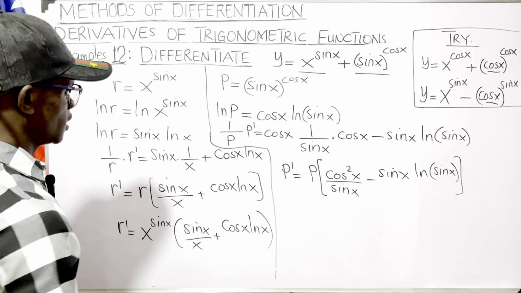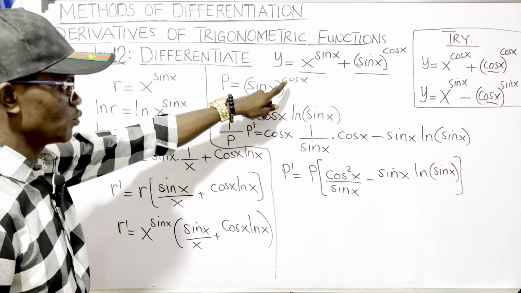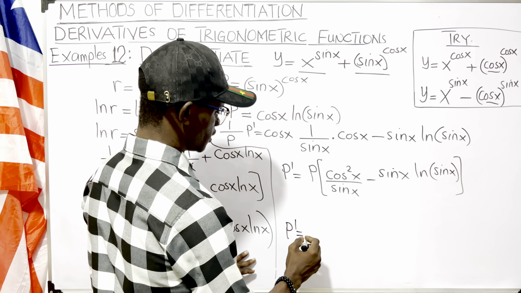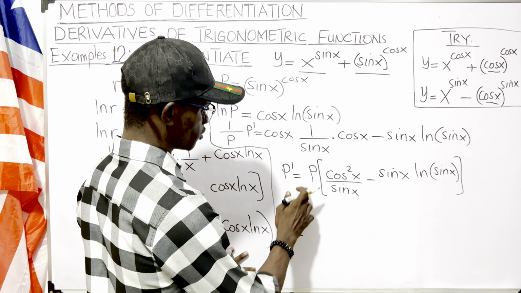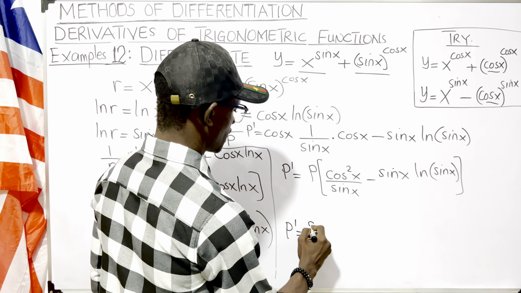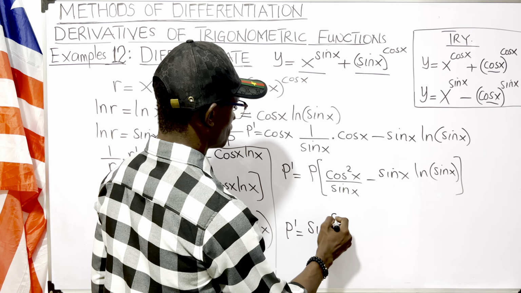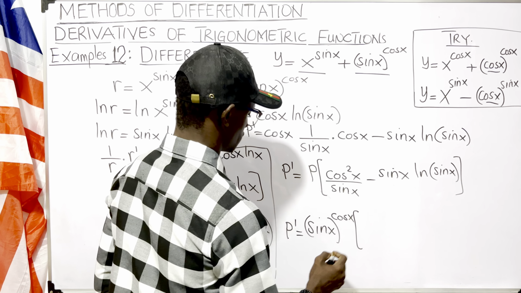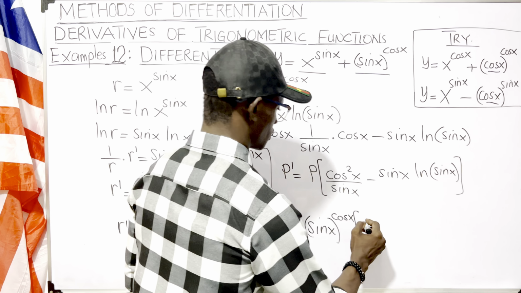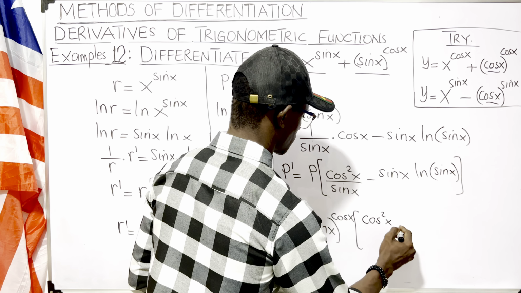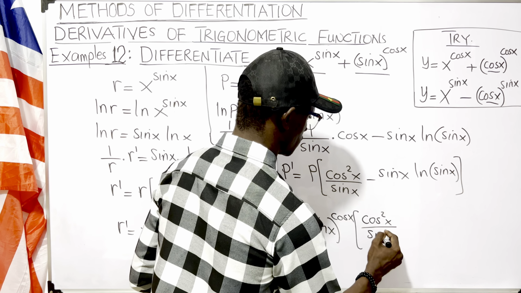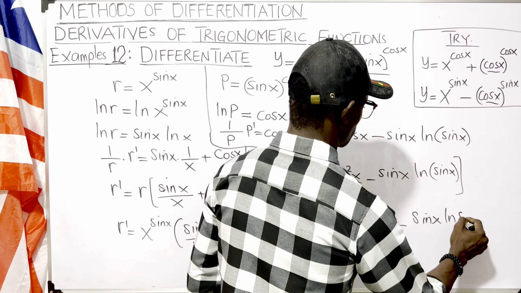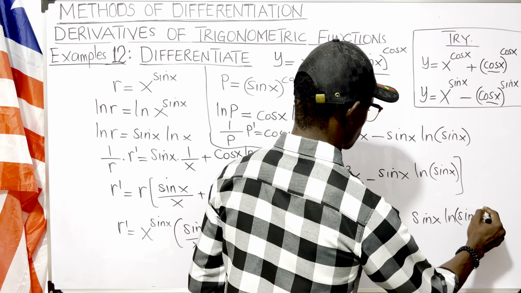So what is p? Initially p was sine of x raised to the power cos of x. So p prime is equal to p, which is sine of x raised to the power cos of x, and then times this cos square x all over sine of x minus sine of x ln of sine of x.